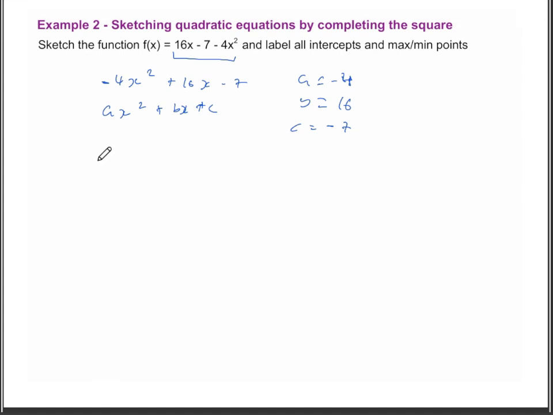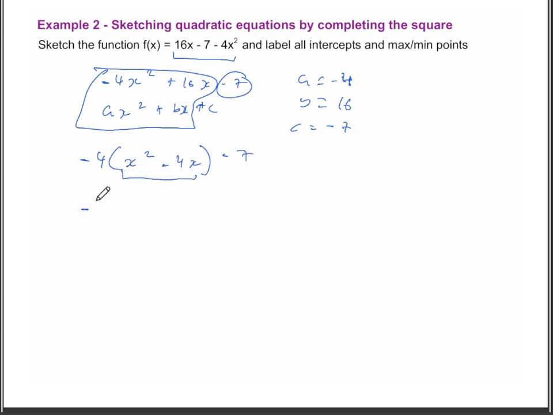I want to complete the square here, so I would take this c and put it aside and just work with this right here. First I would factorize out -4, so -4 times x squared minus 4x, and obviously I have my -7 at the end. Then I complete the square for this, which makes it -4 times (x plus b over 2) squared minus (b over 2) squared, with the -7 outside.